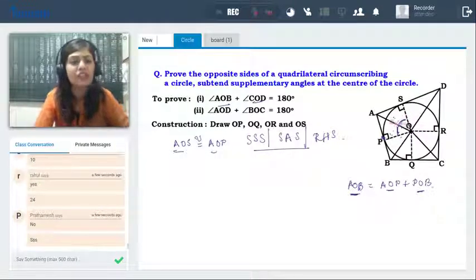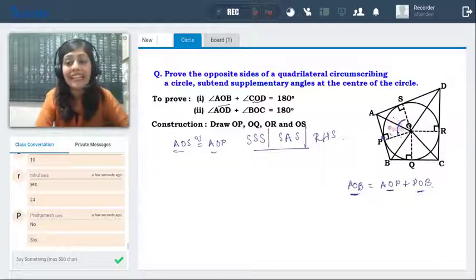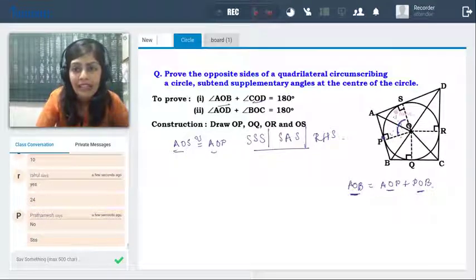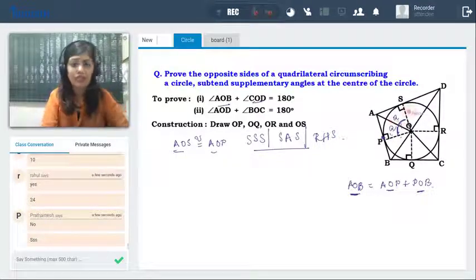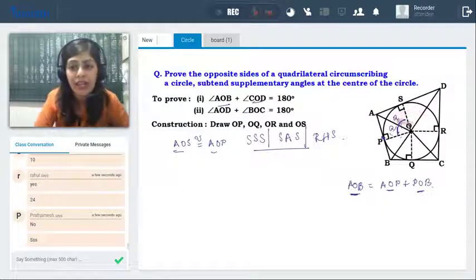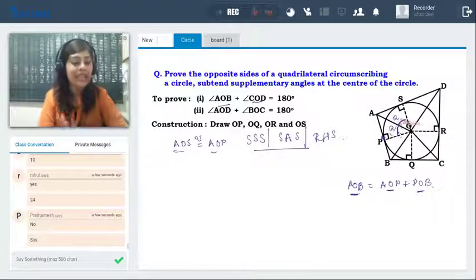Yes, definitely. By corresponding parts of congruent triangles, these two triangles are congruent to each other. Let's name them as A and A. You can name them as X, X, or Y, Y, whatever you want. But these two triangles are congruent, so corresponding angles are congruent. I have named them as A and A.